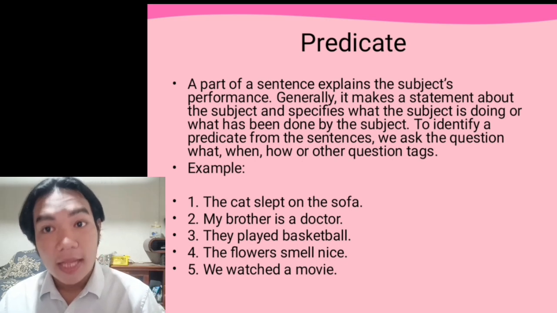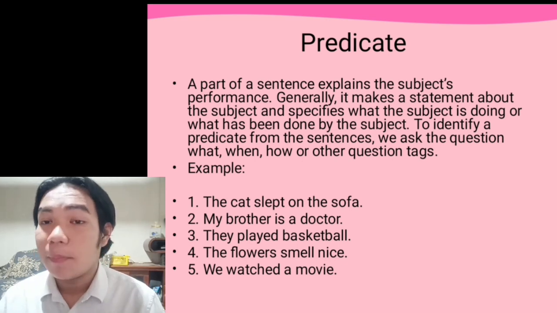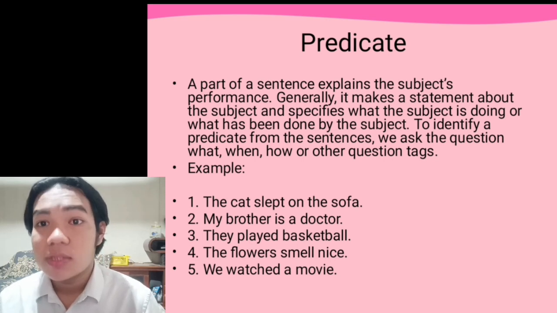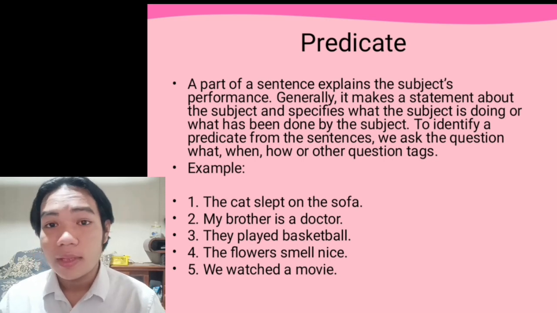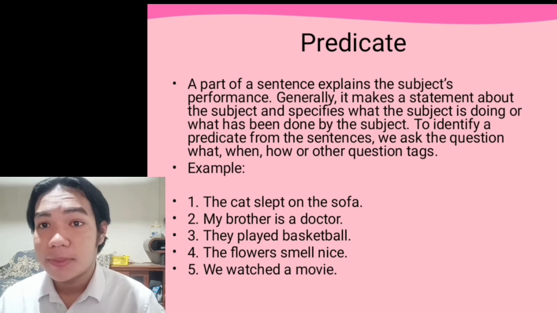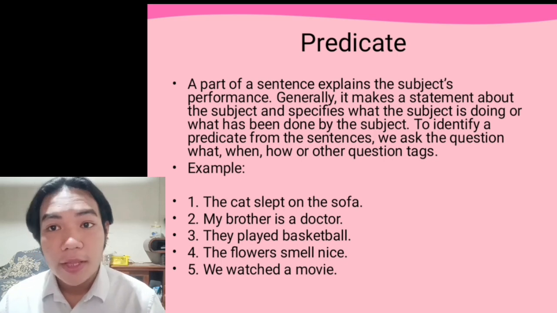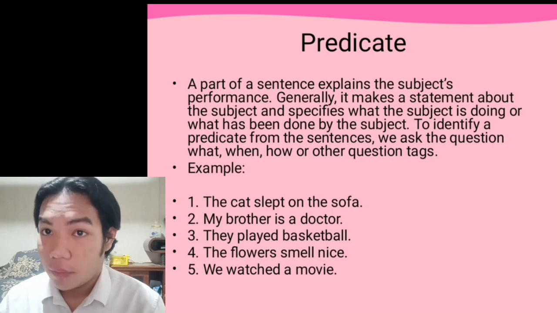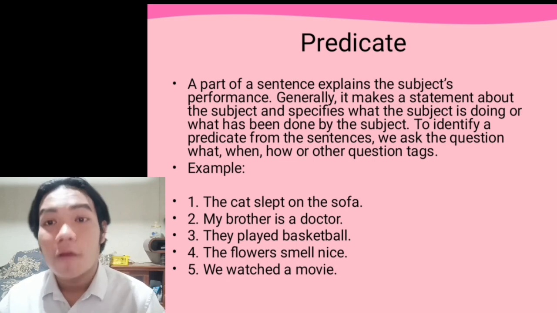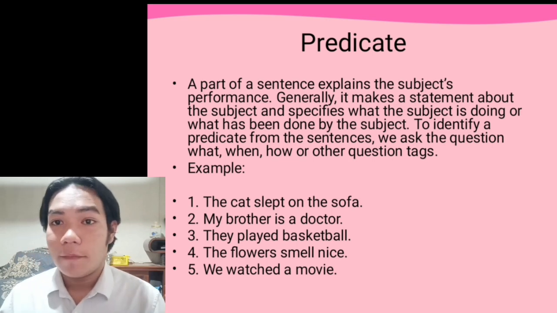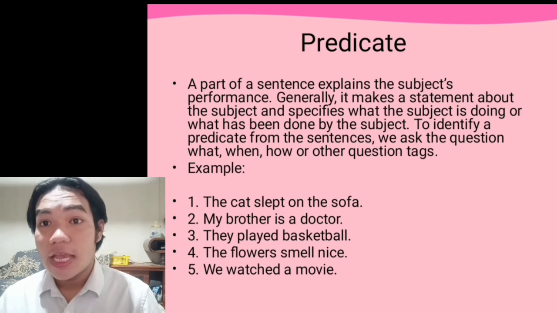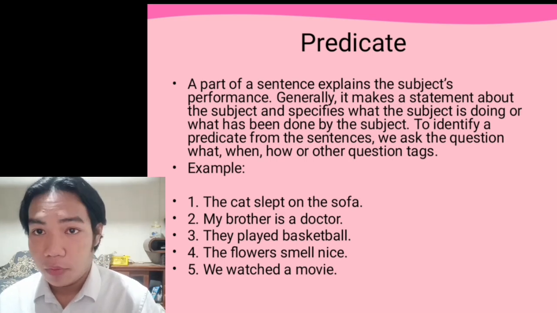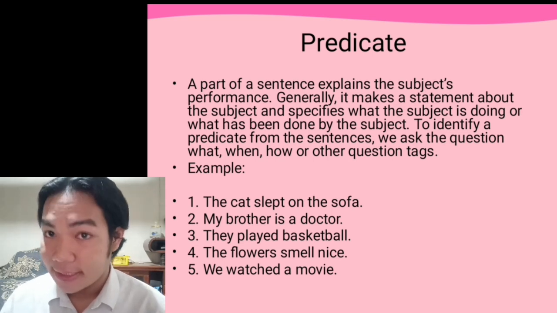Third, we have they played basketball. The predicate in this sentence, played basketball, tells what they did. And the fourth, the flowers smell nice. The predicate in this sentence is smell nice, which describes the flowers or the smell of the flowers. And the fifth, we watch a movie. The predicate in this sentence is watch a movie, which tells what we did.